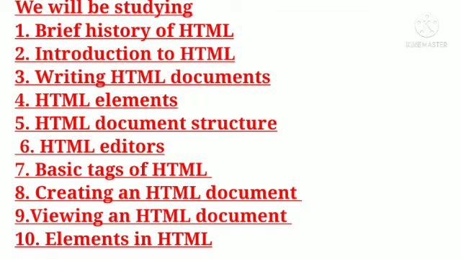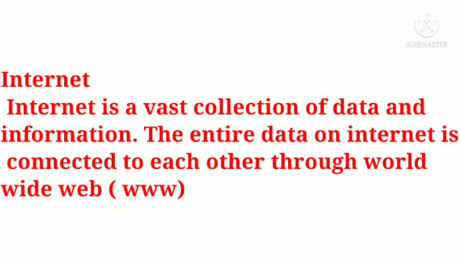Students, you know that in our daily life we search for information by using the internet. Then what do you mean by the internet? We can say that the internet is a vast collection of data and information. The entire data on the internet is connected to each other through the World Wide Web, that is www.